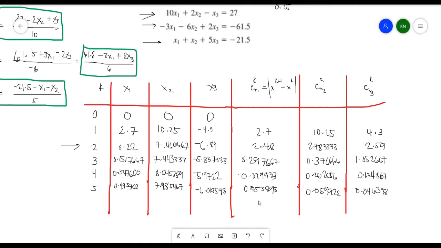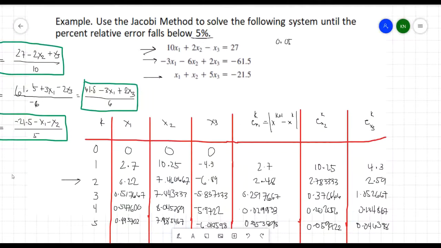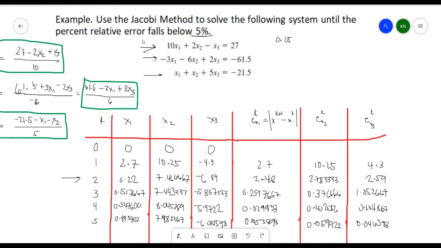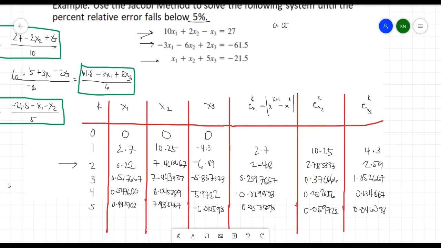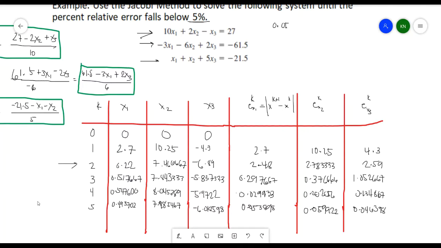So as you can see, this is already 0.05389, as well as this one, 0.05. But as we have in the problem, the percent relative error must fall below 5%. So we still cannot accept a relative error that is approximately equivalent to 0.05. We need a value lower than 0.05. Since one of our values here is not yet below 0.05, we cannot stop yet. So we need to continue with our iteration.